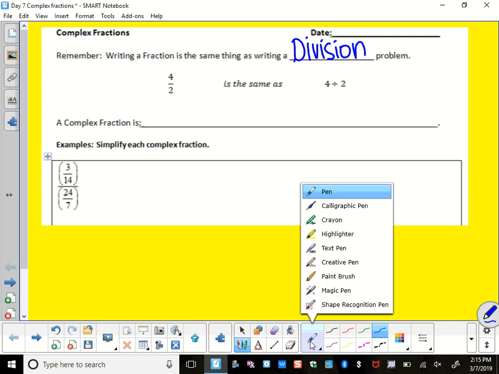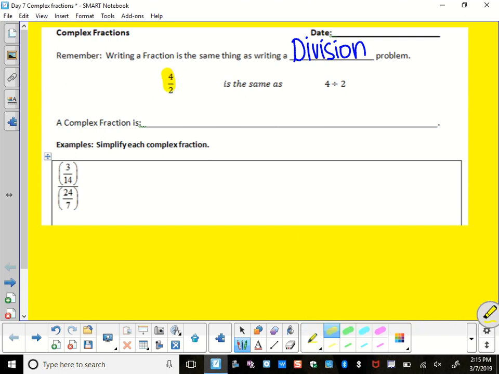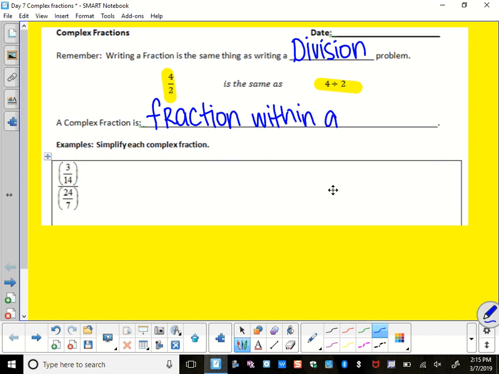So what that means is 4 over 2, it's the same thing as 4 divided by 2, right? We just wrote it differently. So a complex fraction is a fraction within a fraction. Fraction within a fraction.